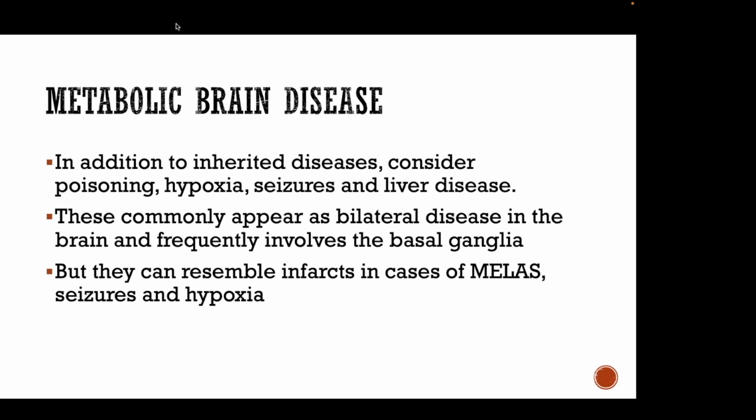But while these are often bilateral and involve the basal ganglia, there are some examples of metabolic disease that manifest as unilateral and stroke-like. And these are specifically MELAS, which we'll talk about, which is a variation of mitochondrial myopathy, seizures, and hypoxia.